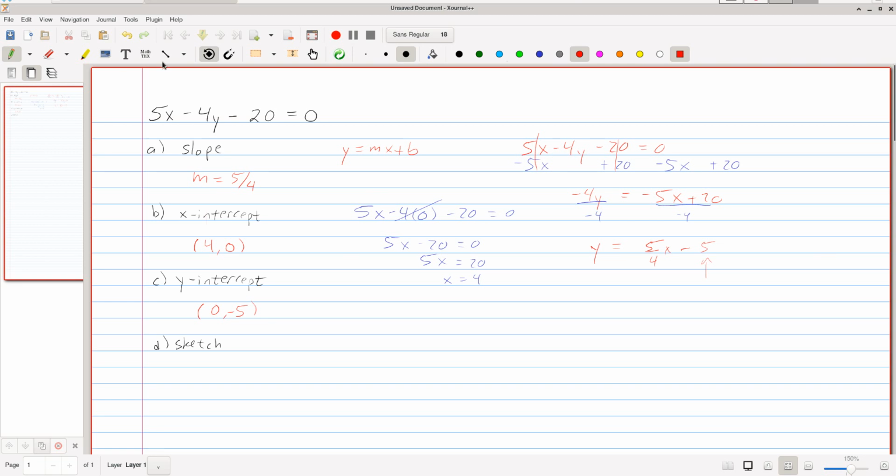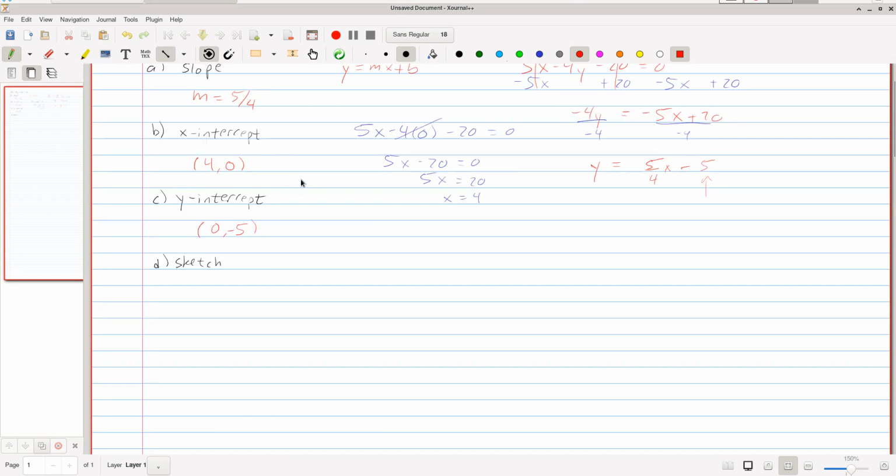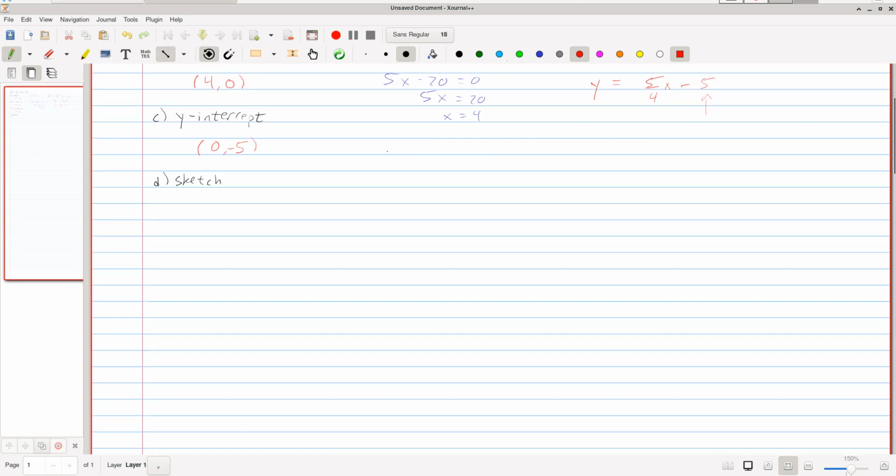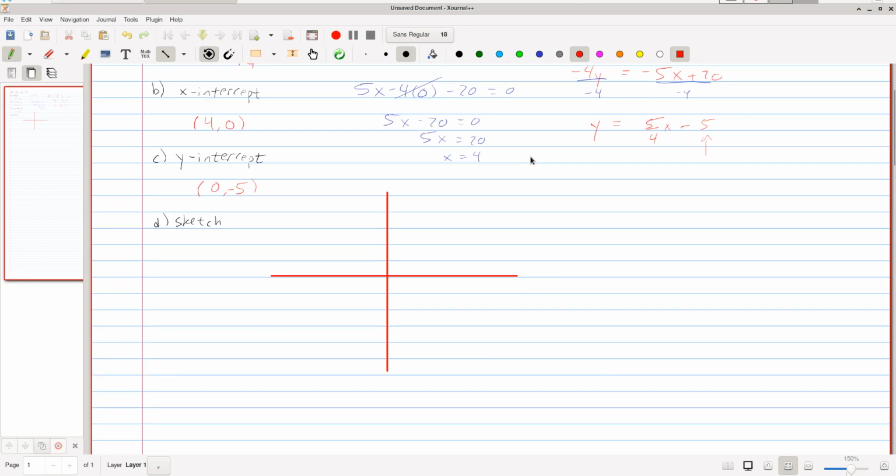And then finally the sketch. Let's give ourselves a little bit more room. Now we could use the slope and the intercept, but it's probably easiest to just use the two intercepts. We have 2 points that should be fairly straightforward to graph. 4, 0. So that's 1, 2, 3, 4. 4, 0 is our first point. And the y-intercept is 0, negative 5. So 1, 2, 3, 4, 5.